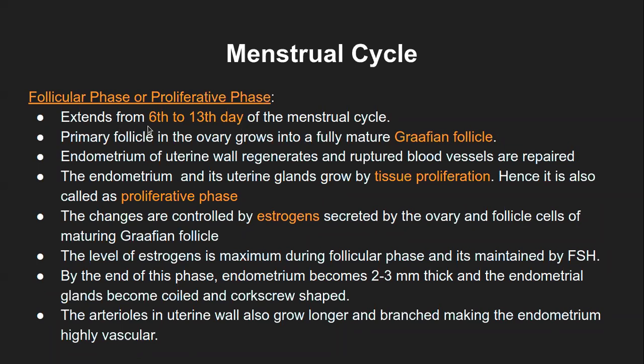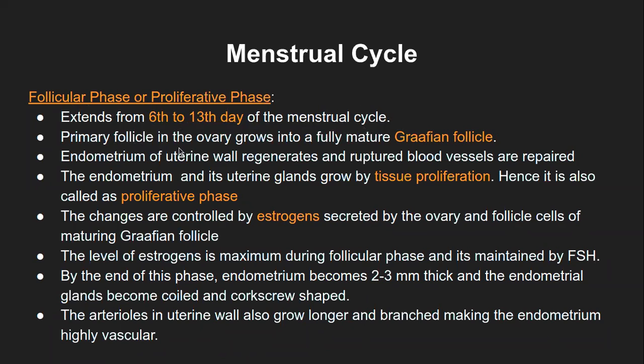So it extends from the 6th day to 13th day. From 1st to 5th day of the menstrual cycle, that is the menstrual phase. From 6th to 13th, the number of days is 8 or 9. I guess 9. So those days are of the second phase, that is the follicular phase.